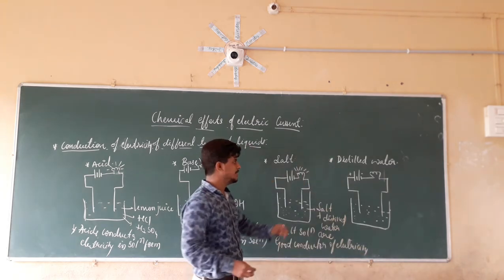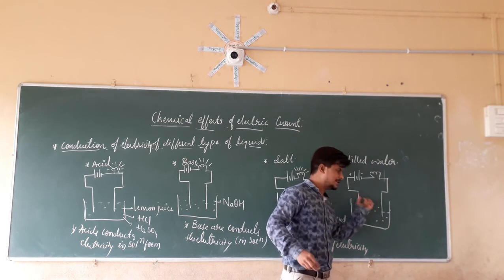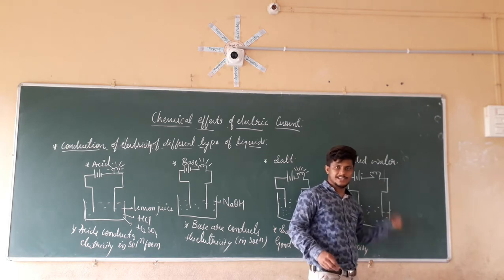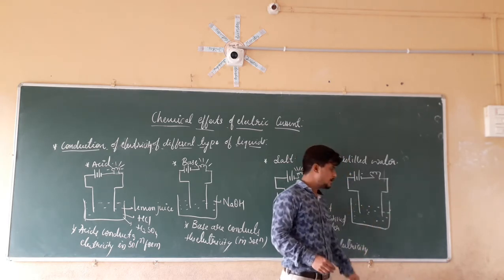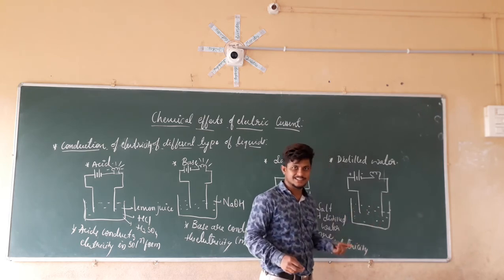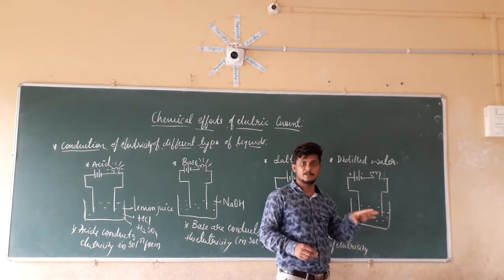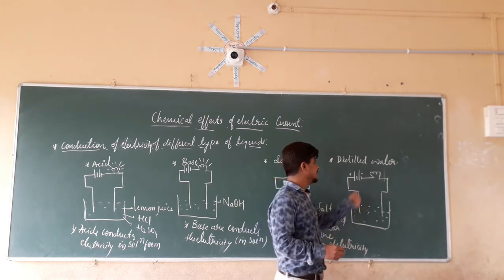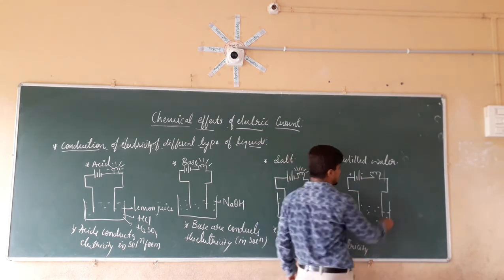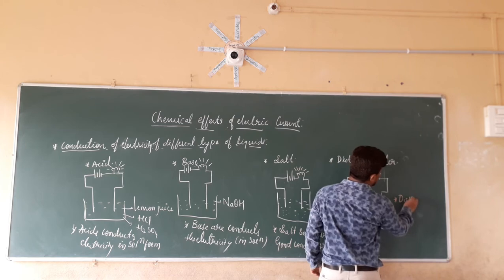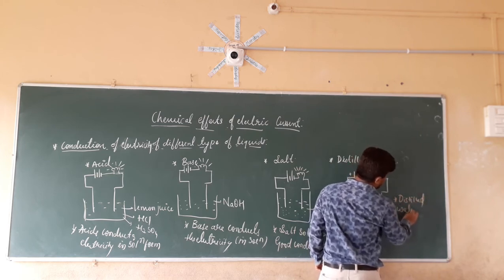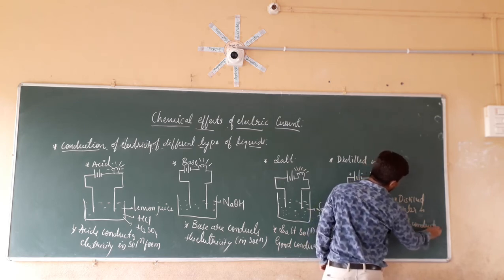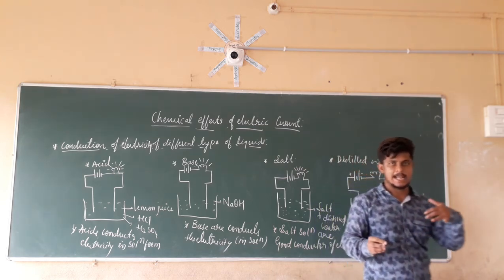In the same manner, if you take distilled water and put this experimental setup inside it, when you check, the bulb is not going to glow in this case. Why is it not glowing here? Because distilled water is not a good conductor of electricity. Distilled water, that is, pure water present in the lab, is not a good conductor of electricity. Because of that, the bulb is not going to glow. So you can say that distilled water is a bad conductor. It doesn't conduct electricity.